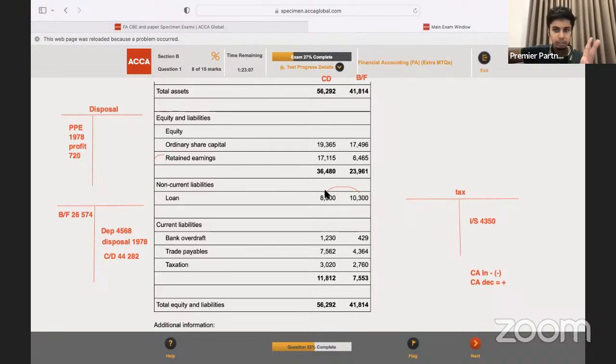So remember, guys, for loans, there can be two things in FA. If it's increasing, obtaining a loan, financing activity positive. If the loans are reducing, then settlement of loan, financing activity negative.